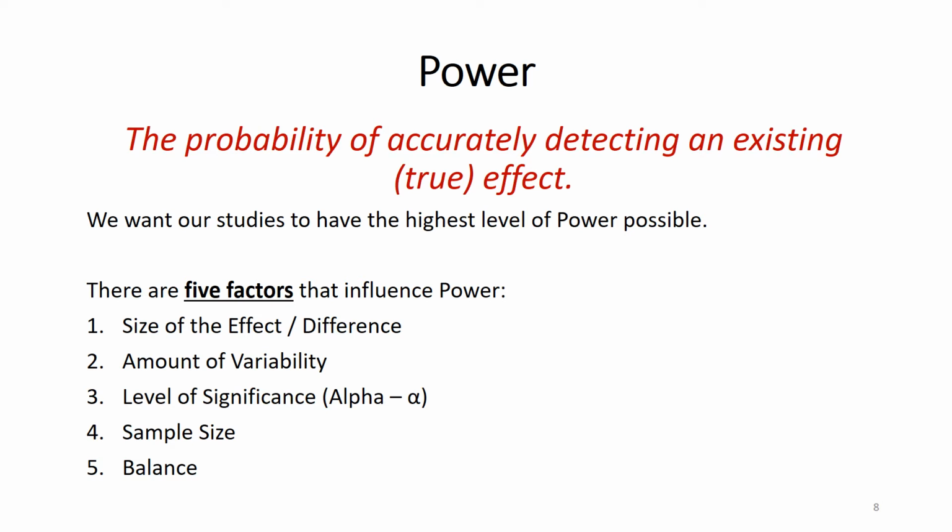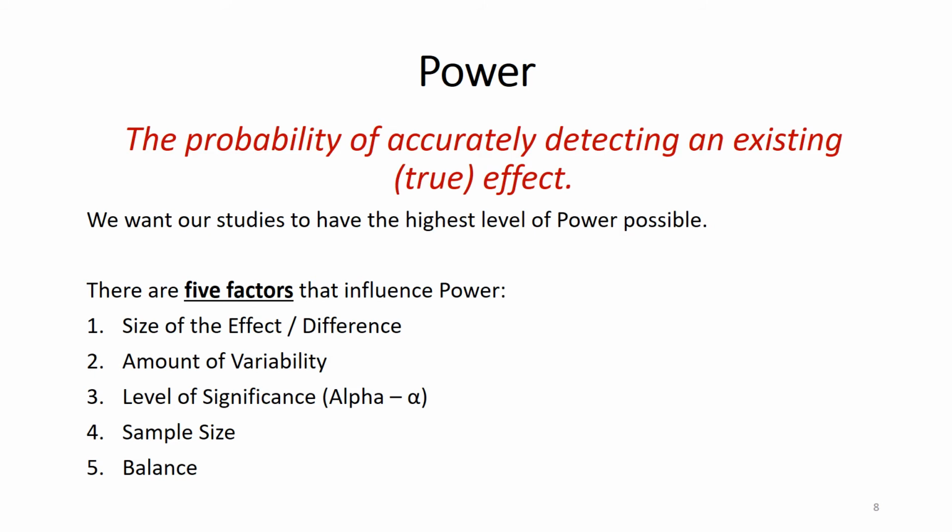We'll save that for another time, but for right now, we want to have the highest level of power possible for any one of our research studies. But there are five factors that actually influence power, and these are listed here on this slide, and we're going to spend the next couple slides going through each one of them. The first is the size of the effect that you find in your study. The second is the amount of variability in the particular data that you're collecting for your study.